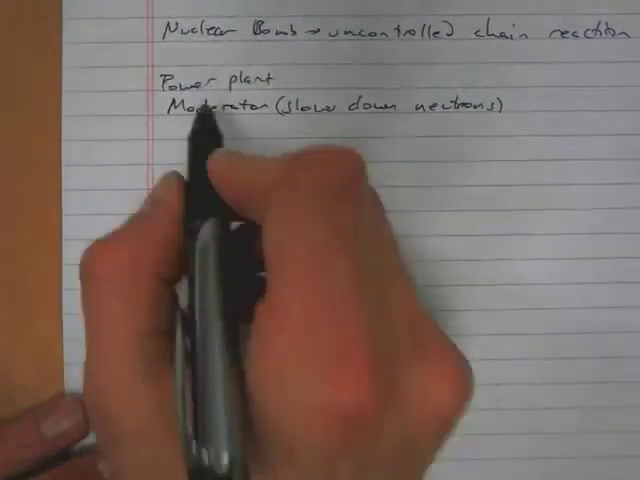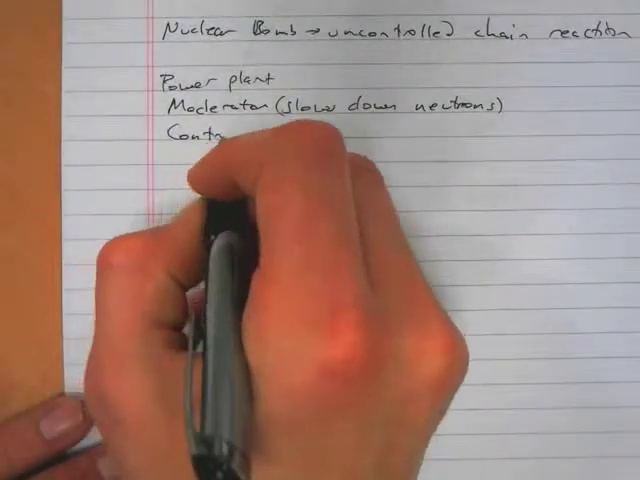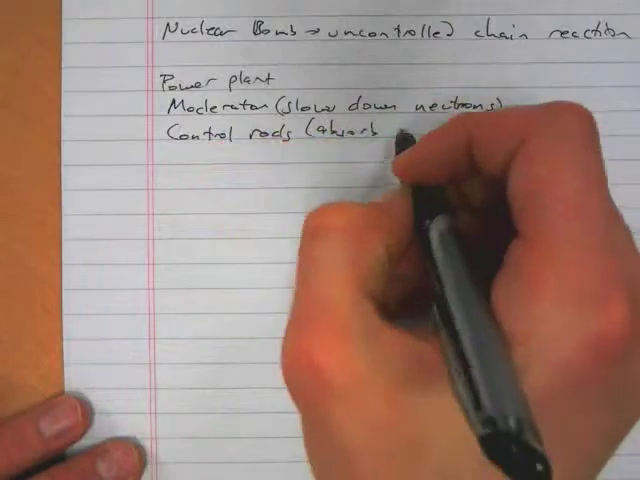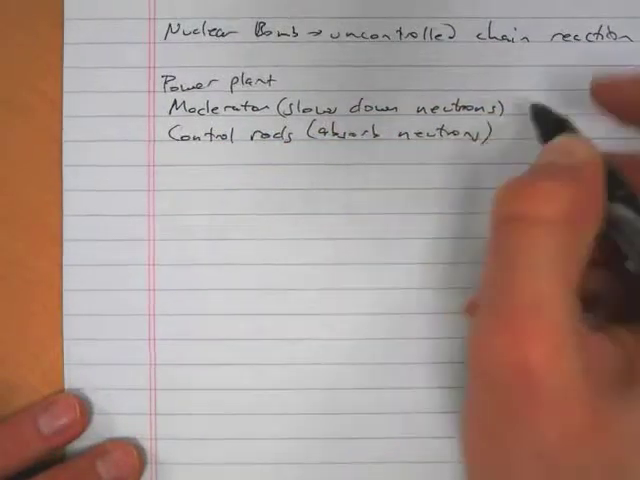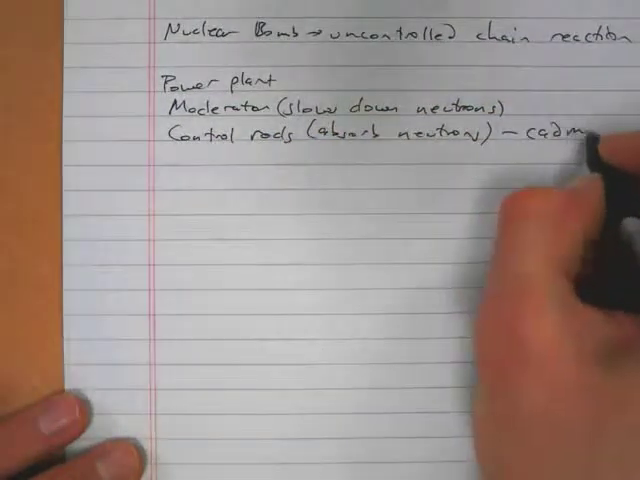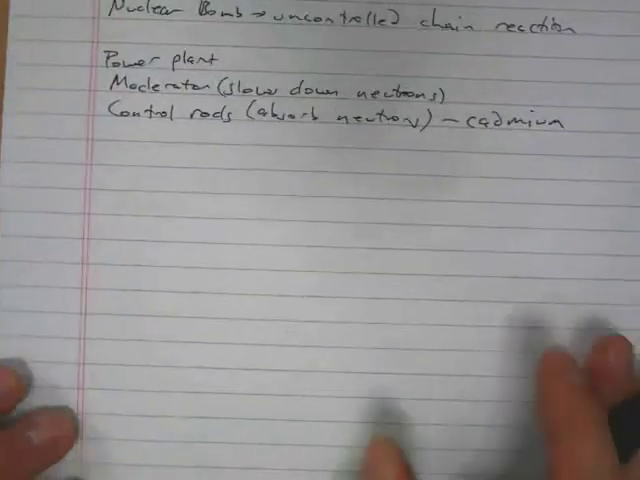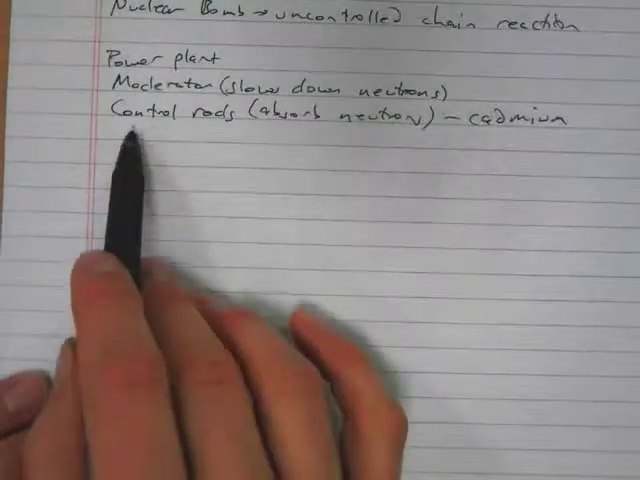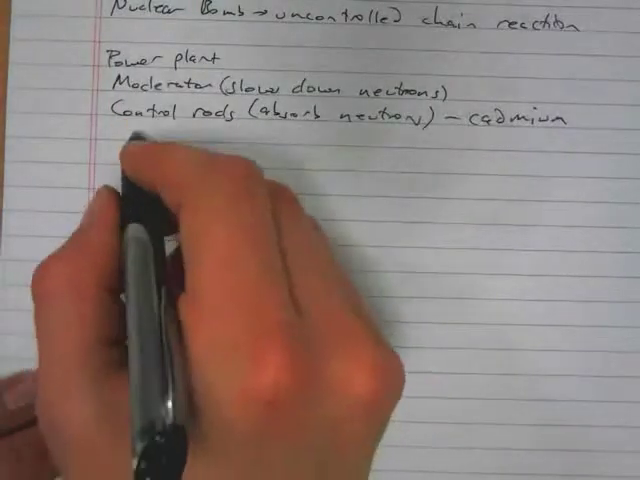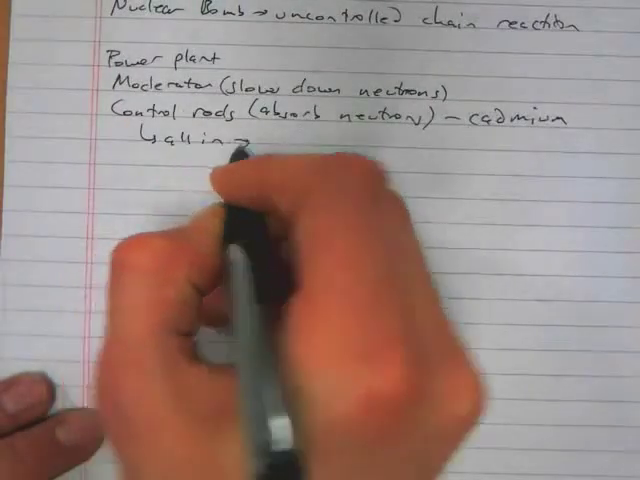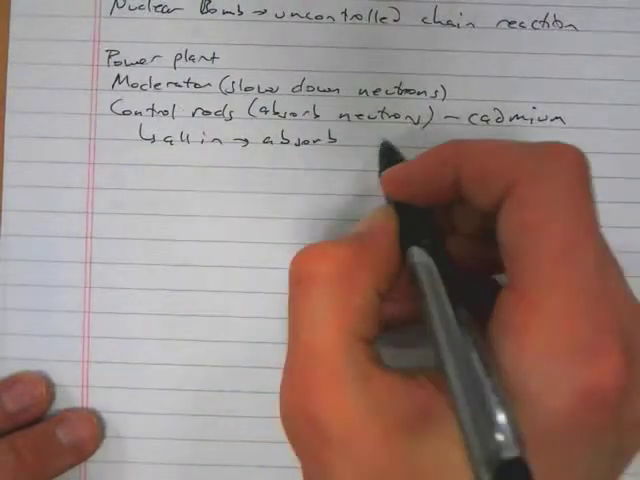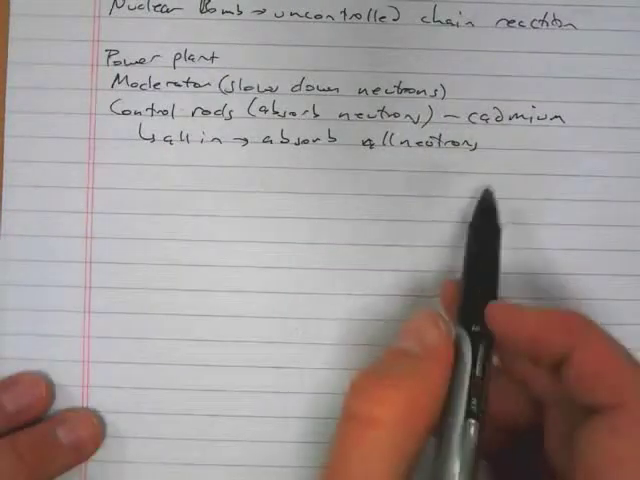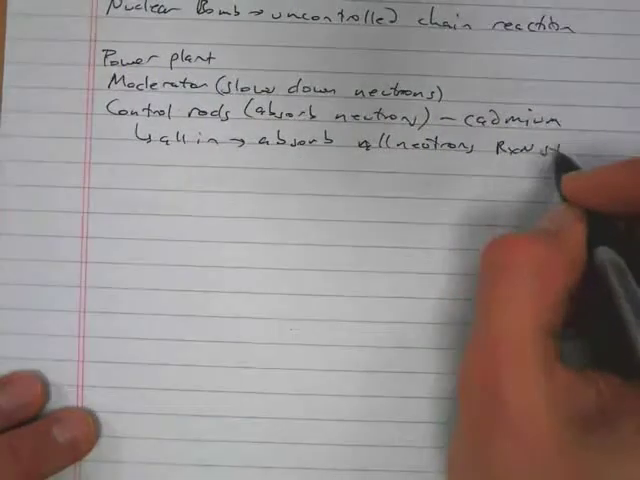There are also control rods that absorb neutrons. Typically, they're made of cadmium because cadmium is good at absorbing neutrons. But the purpose of the control rods is to regulate the rate of reaction. So if we put our control rods all the way in, they absorb basically all the neutrons, and so the reaction stops.